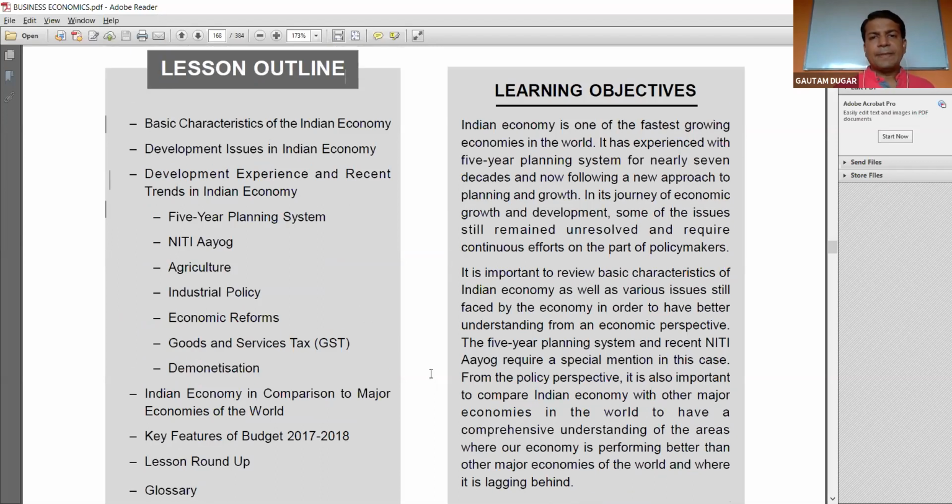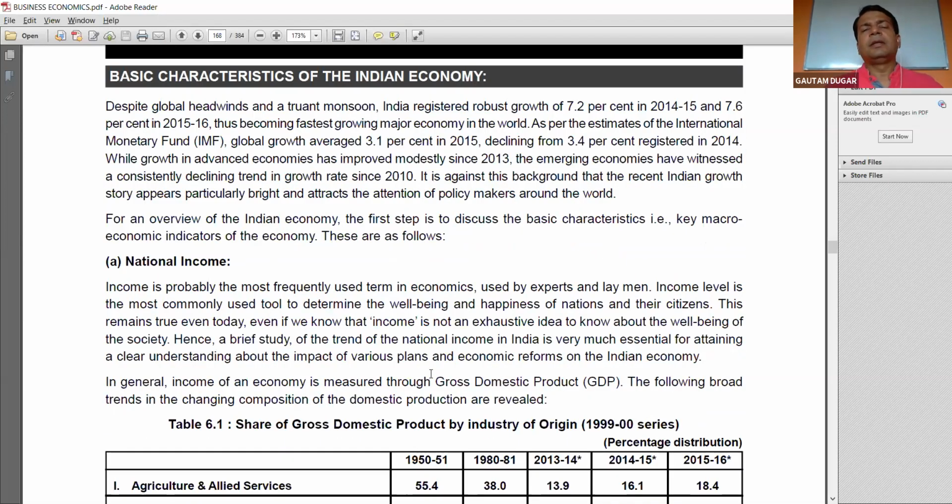As far as the basic characteristics of the Indian economy are concerned, first I'll give an overview, and I suggest that while you're reading at home, preparing, and I'm sure you must be well prepared by now, still, I'll give basic inputs. You should go on underlining those key sentences and key data which you feel are important from the examination point of view.